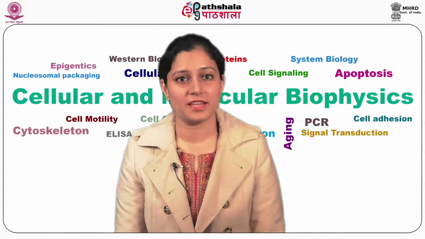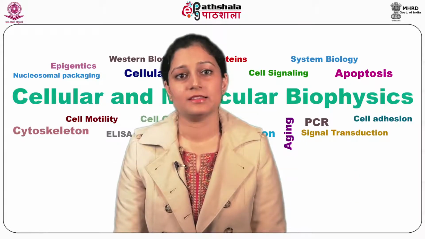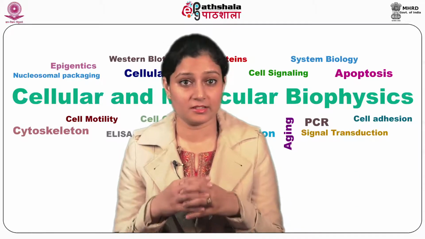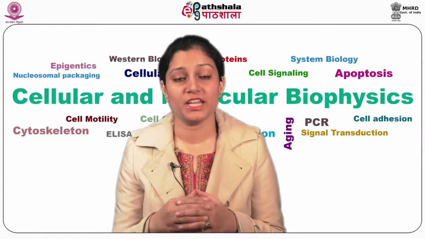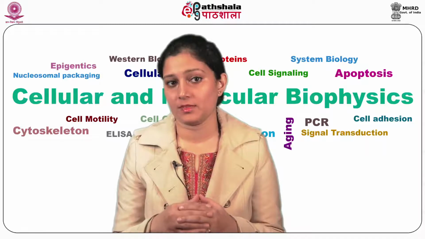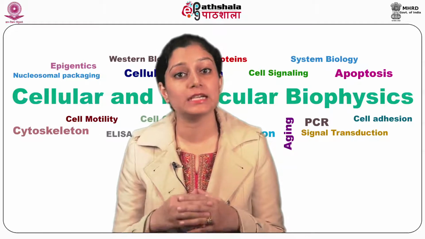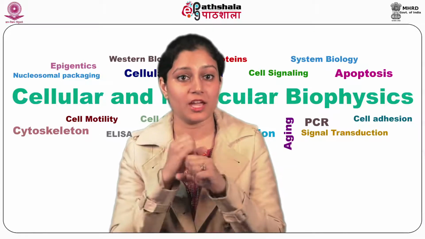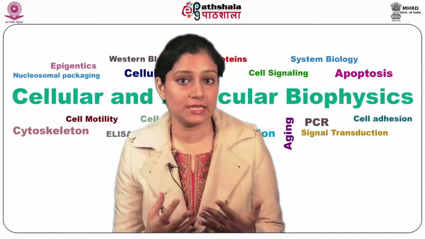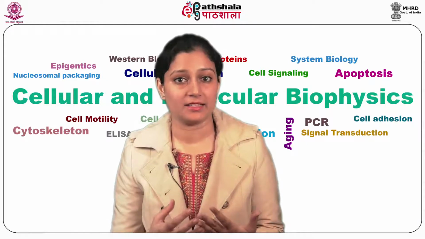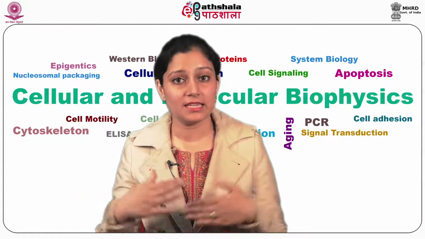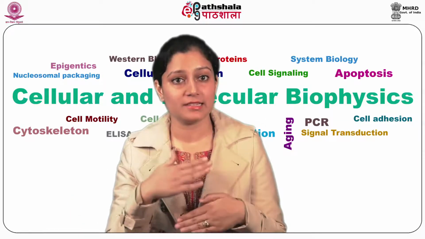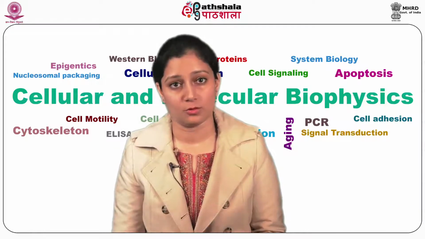Let's discuss the stress fiber structure now. These stress fibers are contractile actomyosin bundles which are observed in non-muscle cells. They are composed of up to 30 actin filaments which are held together with proteins such as alpha actinin, fascin, and filamin. And these filaments are cross-linked by non-muscle myosin.